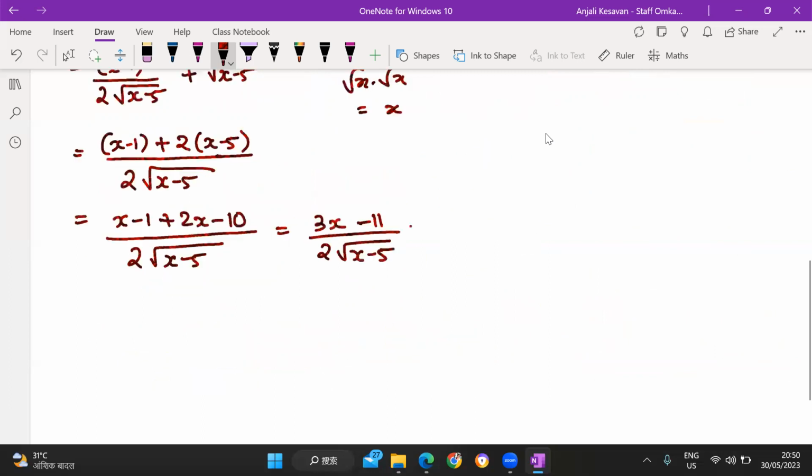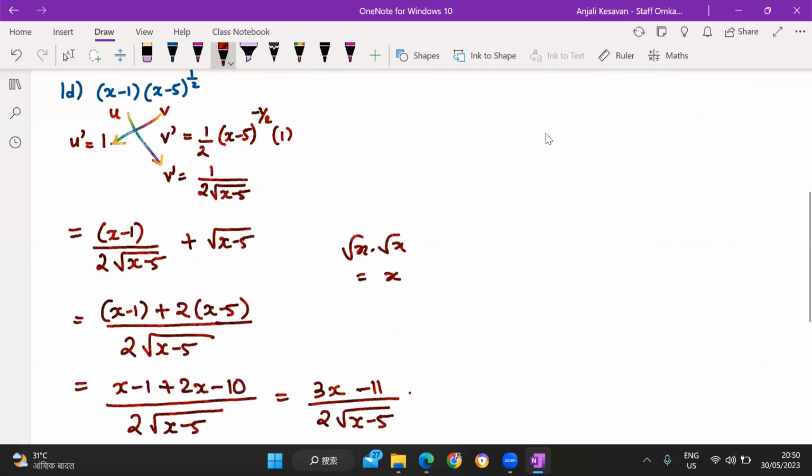So you can see clearly how to differentiate when there is a product of two expressions. Okay, you apply the product rule. It's also known as UV rule.